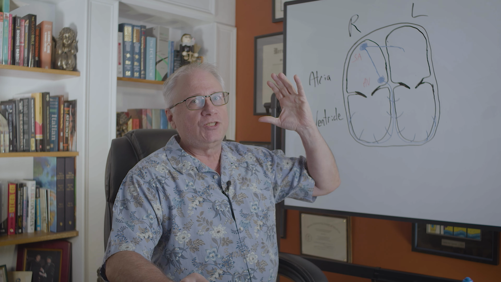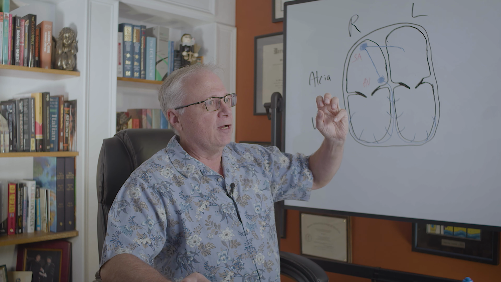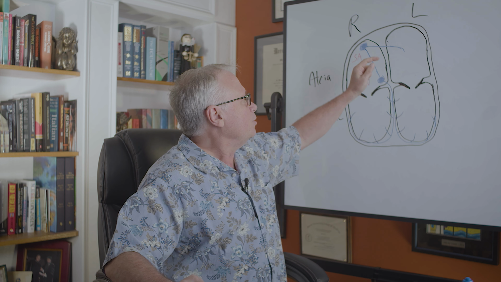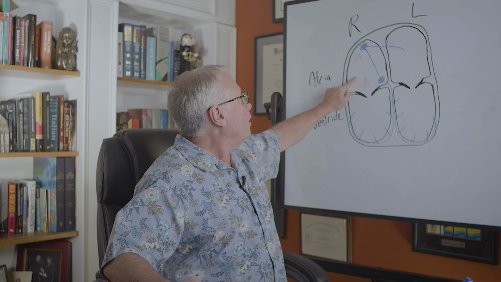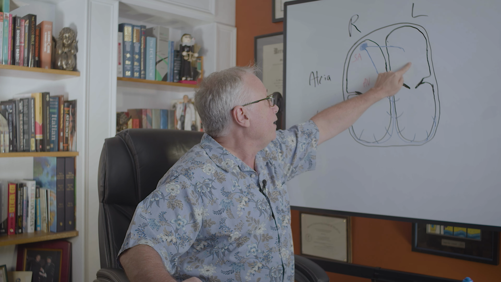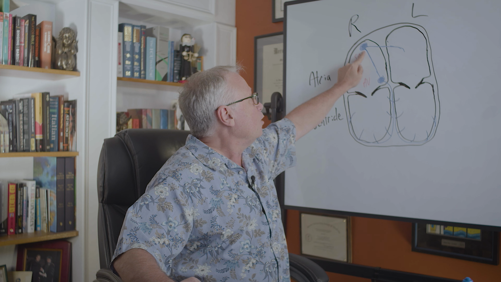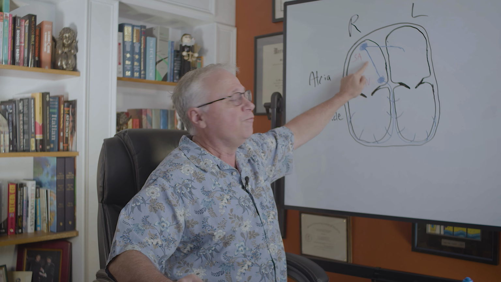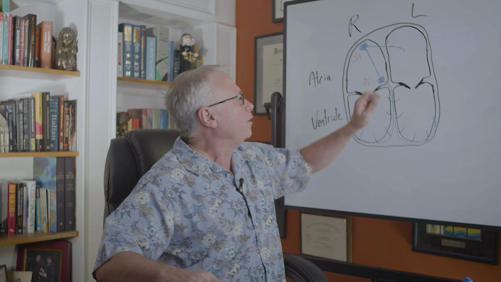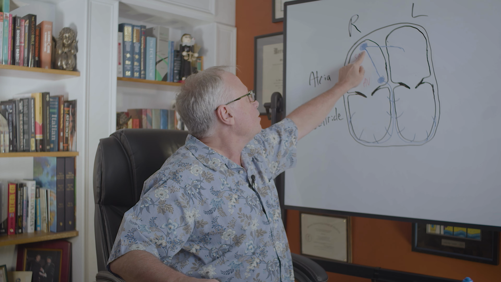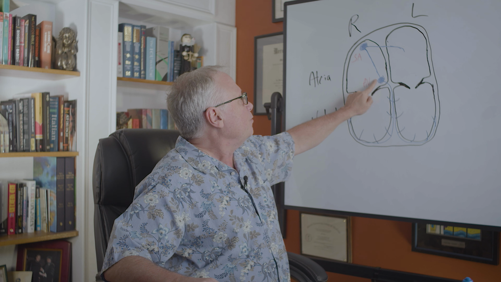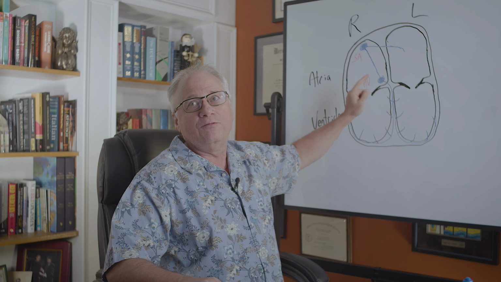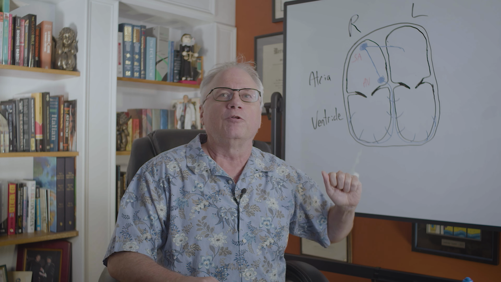And so these cells are going to depolarize and generate an electrical signal that goes out into the muscle of the atria, both the right and left side, and also goes down a specialized, for lack of a better description, we'll call it a wire that connects the SA node to another specialized group of cells called the AV node. AV stands for atrioventricular node.